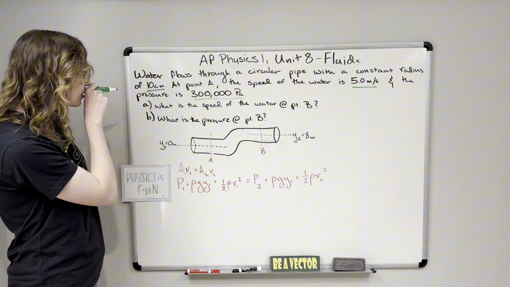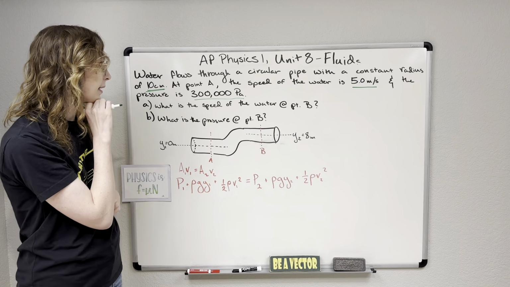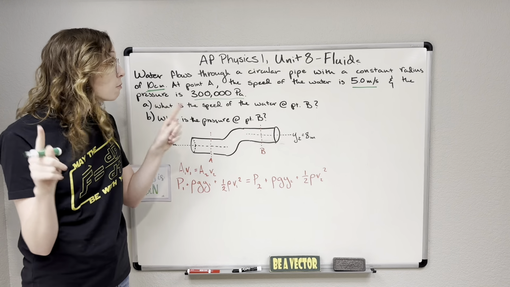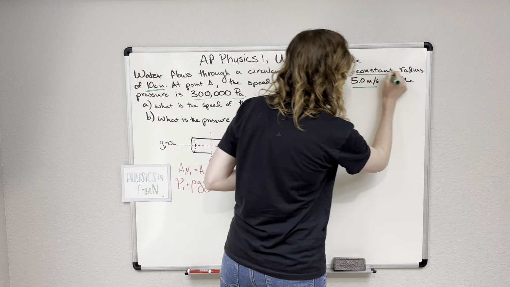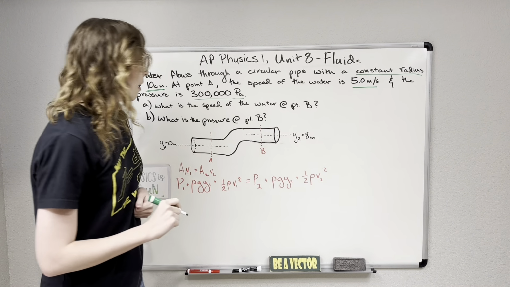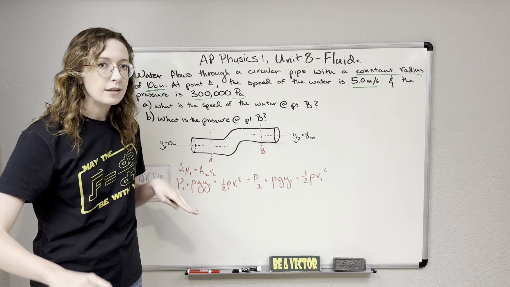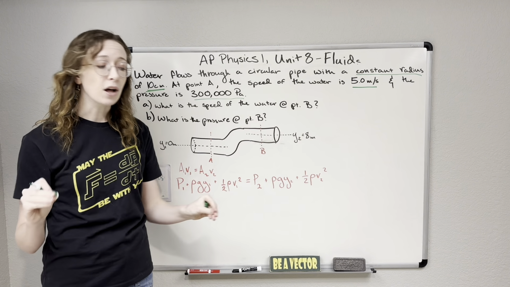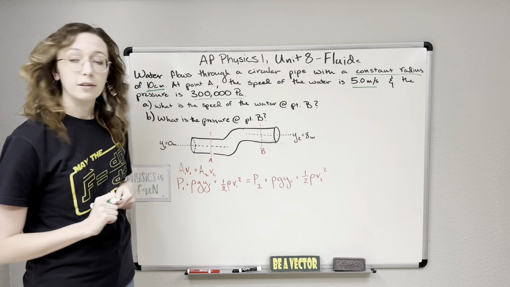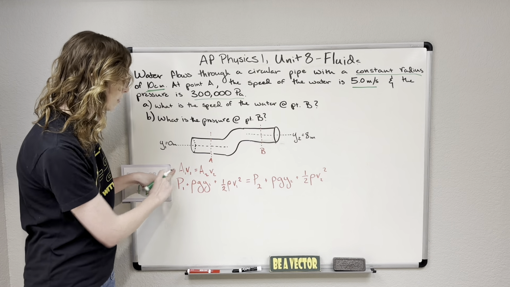Okay, let's first talk about part A here. What is the speed of the water at point B? Well, one of the really important things that we're going to need to note to solve this problem is that we have a constant radius. The radius of our pipe isn't changing. Our pipe is the same size throughout. A way that we can relate the size of the pipe to its velocity is this helpful little continuity equation here, the second to last equation on your AP Physics 1 equation sheet.